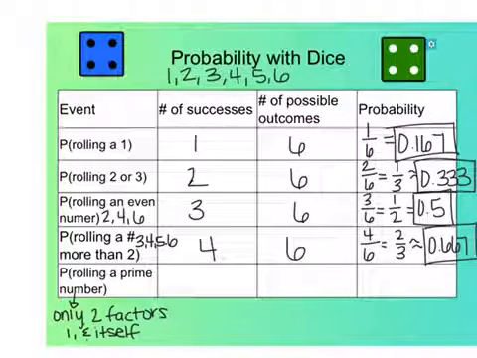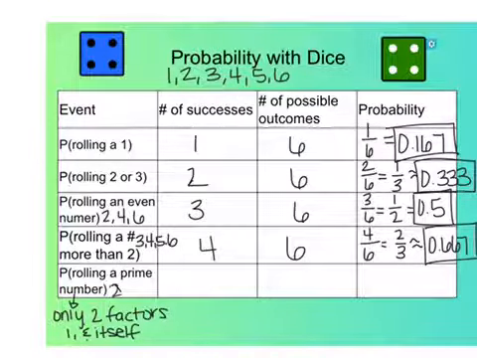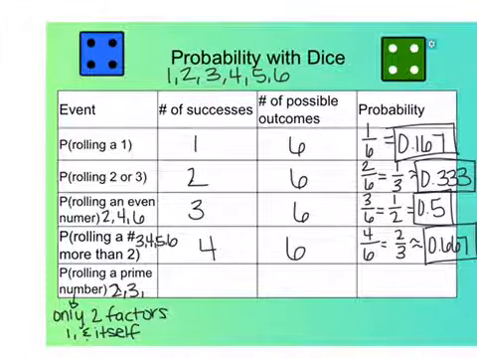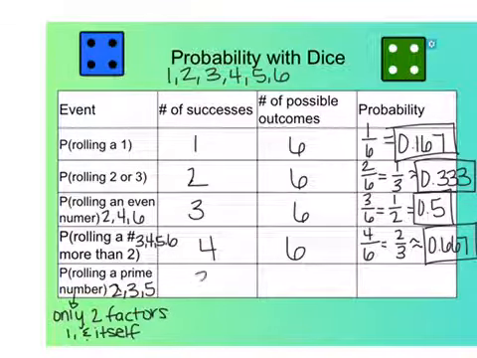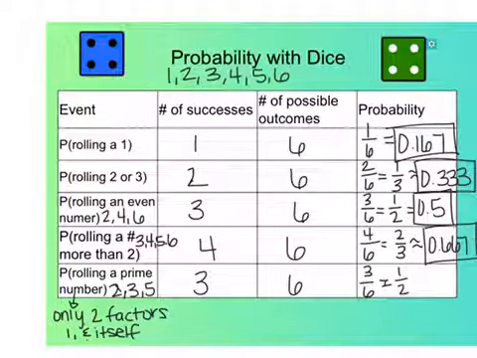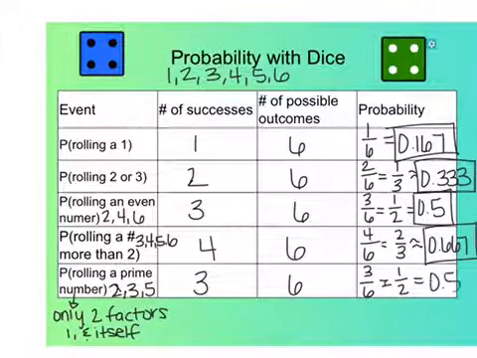2 is a prime number because we can do only 2 times 1. 3 is a prime number. 4 is not because it has the factors of 1, 2, and 4. 5 is, and 6 is not because I get 1, 2, 3, and 6. So there are 3 prime numbers on a number dice out of 6 total. So 3 out of 6, which gives me, again, 1/2 as a decimal, 0.5.